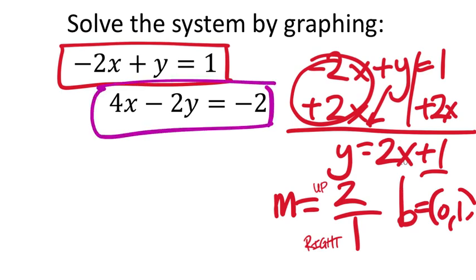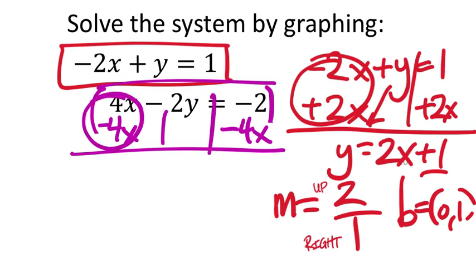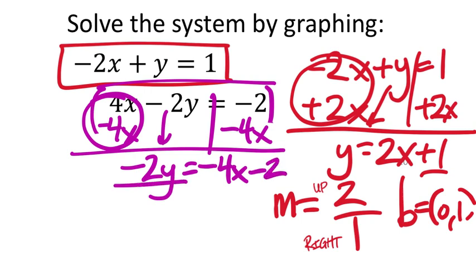And then we'll do the second equation in purple. 4x minus 2y equals negative 2. So I'm going to subtract 4x from both sides. Zero out my x's, drop my negative 2y. Remember, it keeps that operation to its left as its sign. So that's a negative 4x and negative 2. Again, we cannot combine those because they're not like terms.